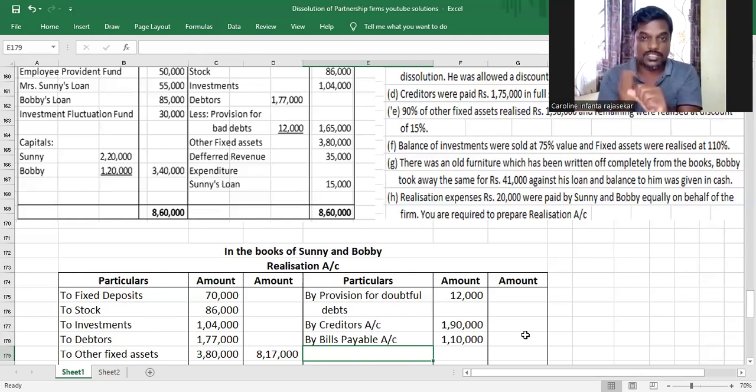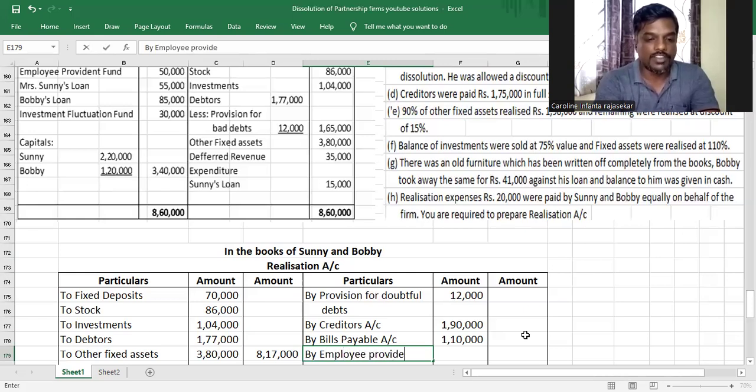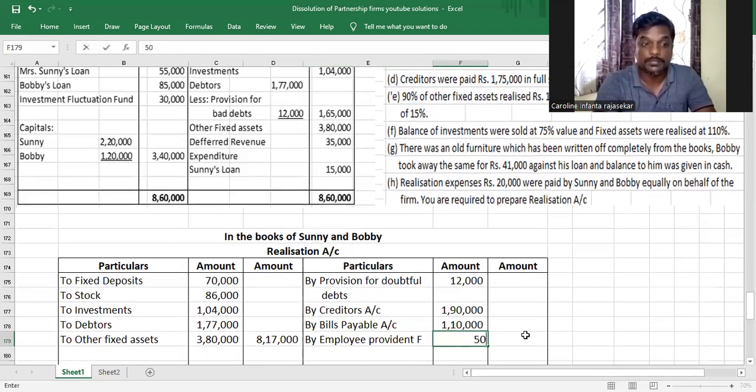Just type it, just engrave it or tattoo it inside your brain or something, do something permanent, and remember that employee provident fund is not a reserve. It is a third party liability, and all third party liabilities will be transferred to realization account at their book value. So by employee provident fund. I'm not writing the whole thing, for want of space. You please write the whole thing in the exam. 50,000. So that's done.